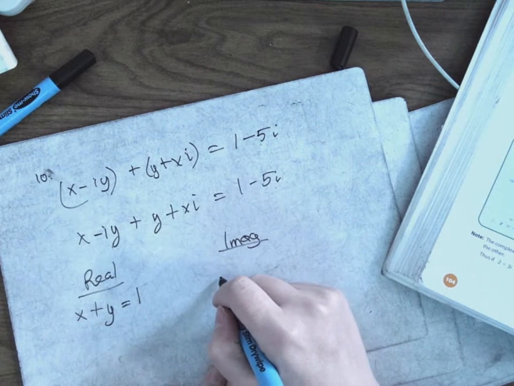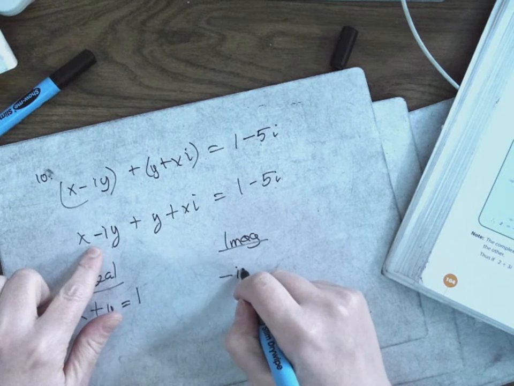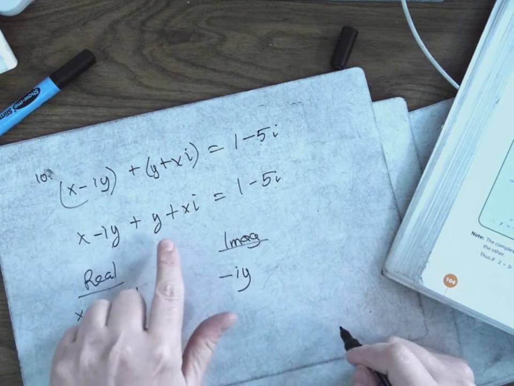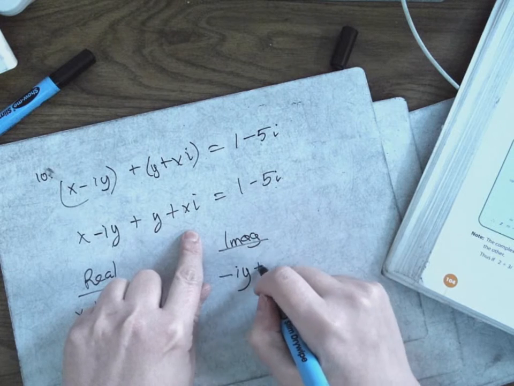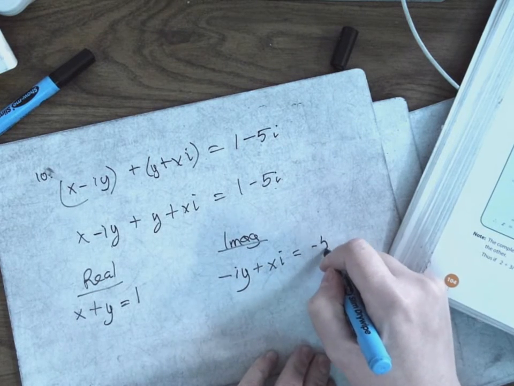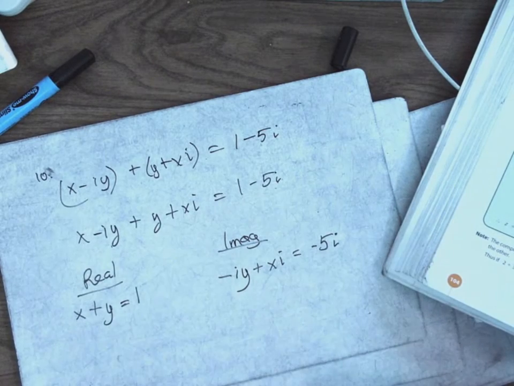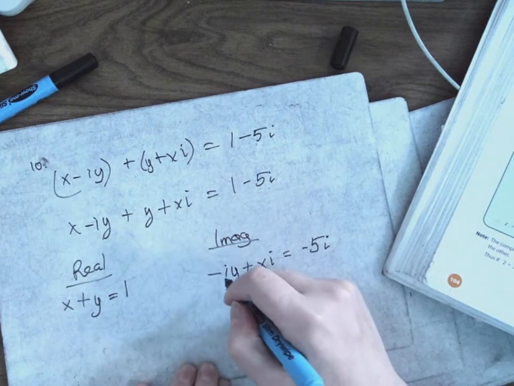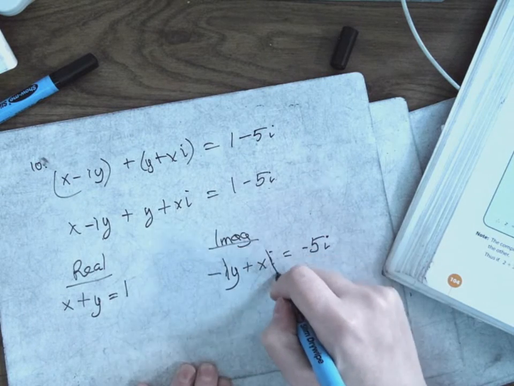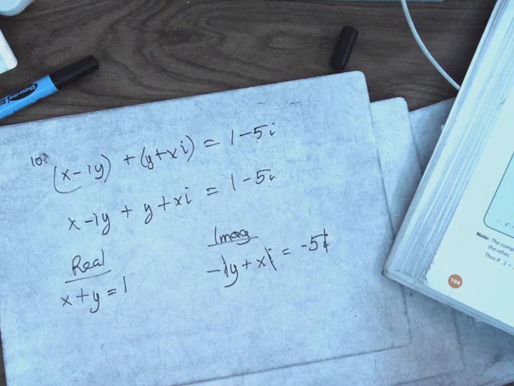So the other one is, now be careful, that's minus iy, it's not plus iy. Then I have a plus xi equals minus 5i. Once I have the imaginary bits picked out, you'll notice there's an i in all of them, and if there isn't, you've made a mistake. So I knock off the i's. Now, because I'm setting it up for simultaneous equations, I want the x term first.